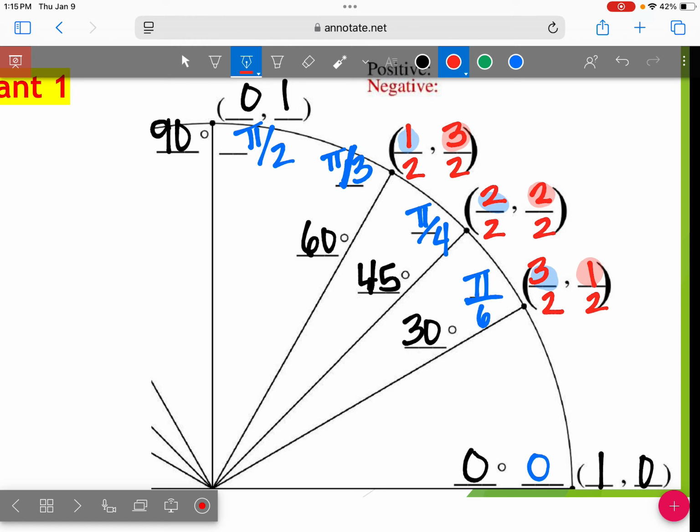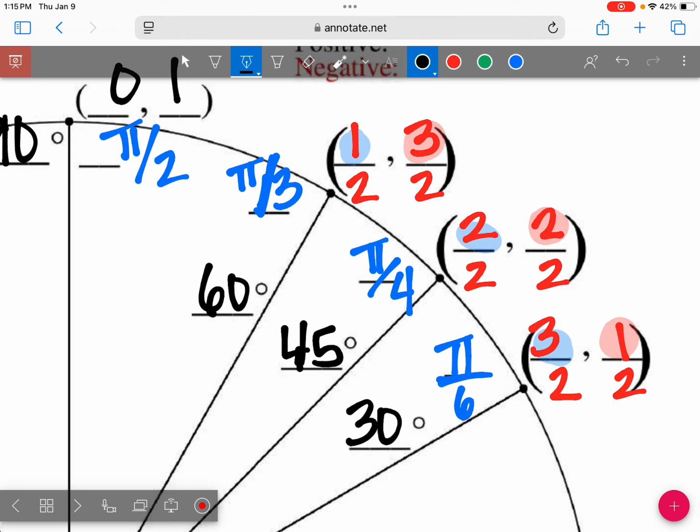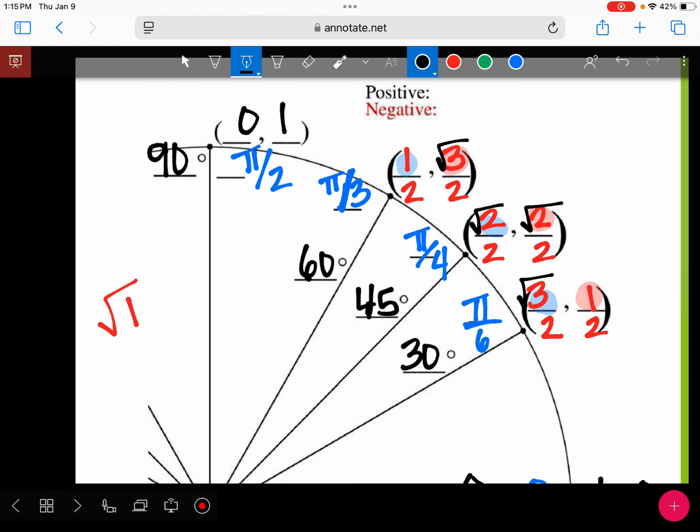And the last thing that you need to know is that all of the numerators are under a square root, okay? But if I do the square root of 1, what is the square root of 1? 1. So that's the only one that we don't put a radical over. But I'm going to put a radical above this 3, above both of these 2's, and above that 3. That is quadrant 1.